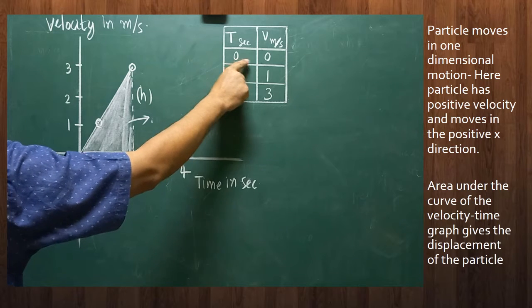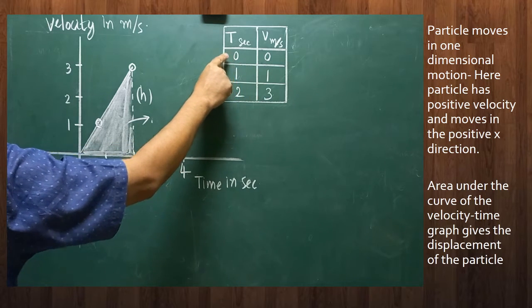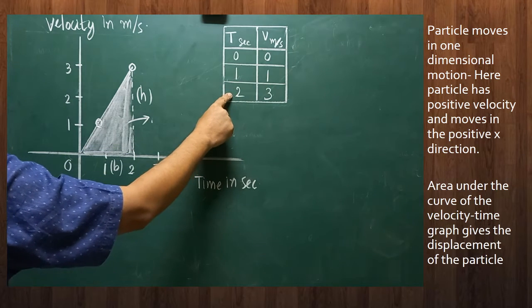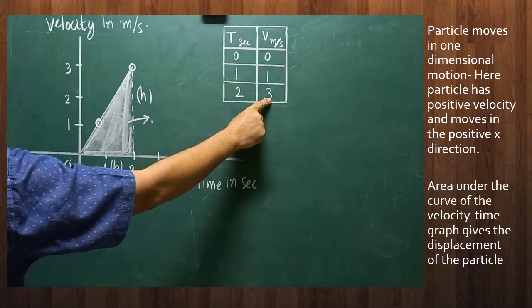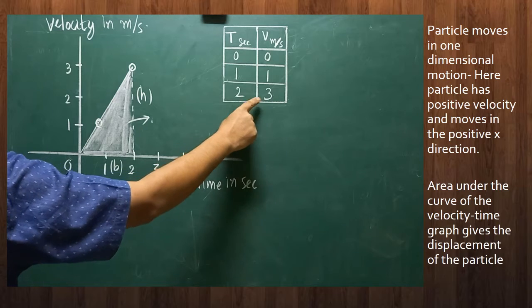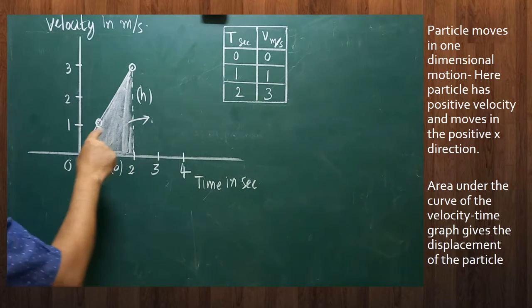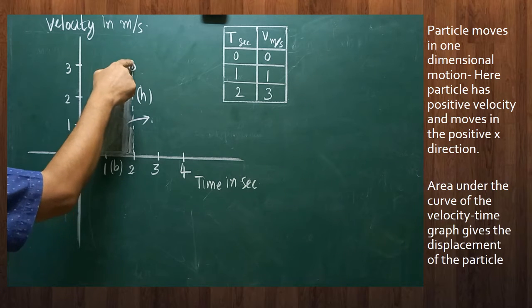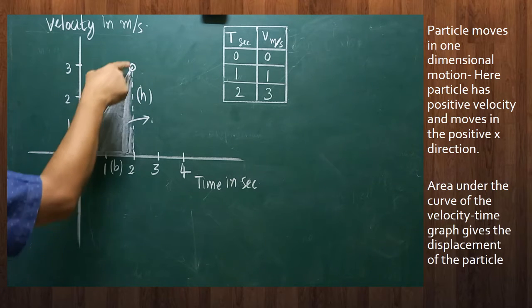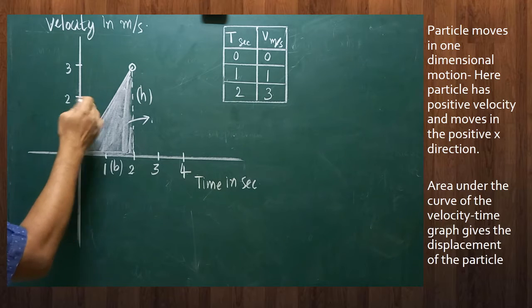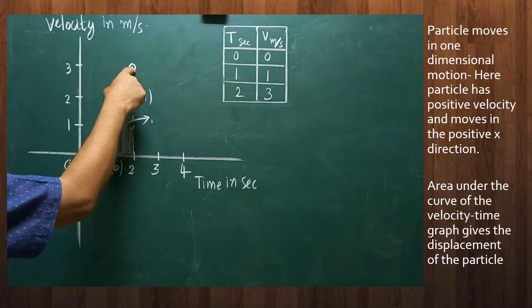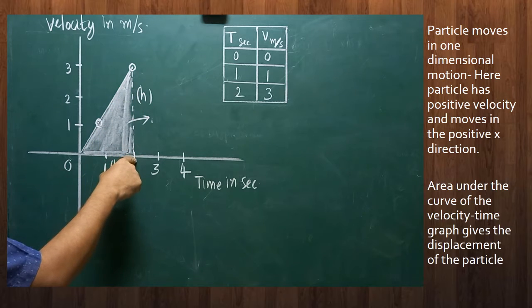When the time is 0, velocity is 0. When the time is 1 second, the velocity is 1 meter per second. When the time is 2 second, the velocity increased to 3 meter per second. By using this simple data, I have plotted the values. After plotting, I have drawn an inclined line. The straight line is drawn there, but it is inclined. Are you clear? Now, from this point, you extend the line towards the x-axis.